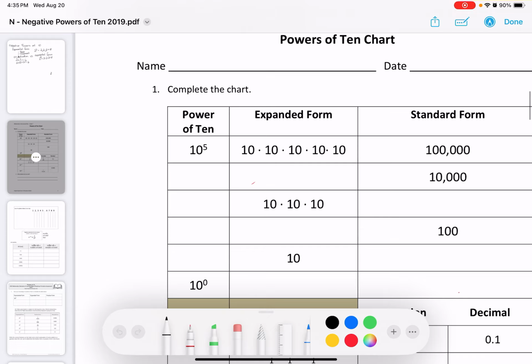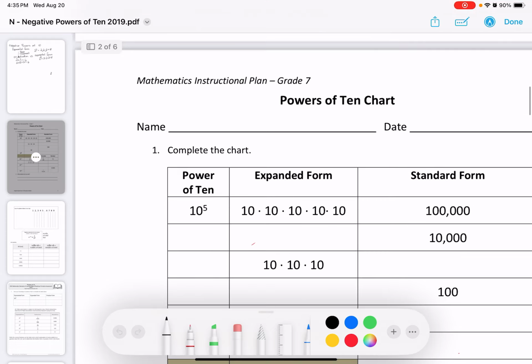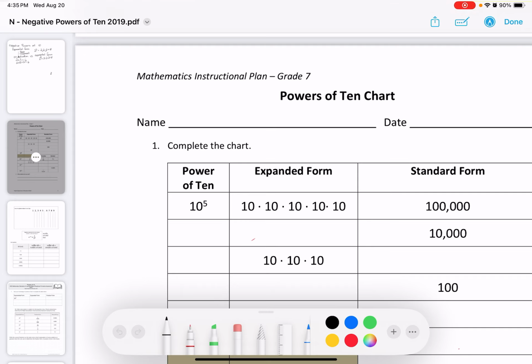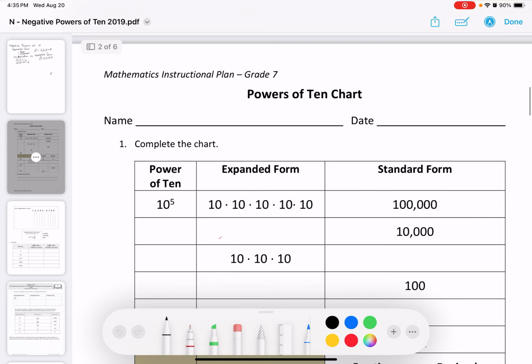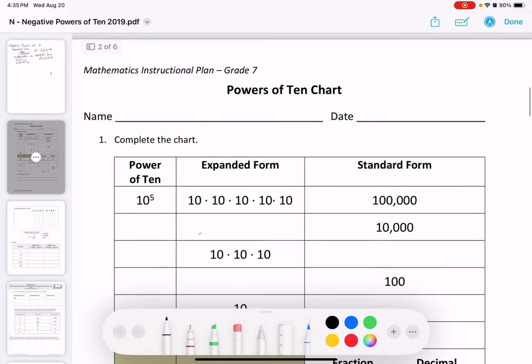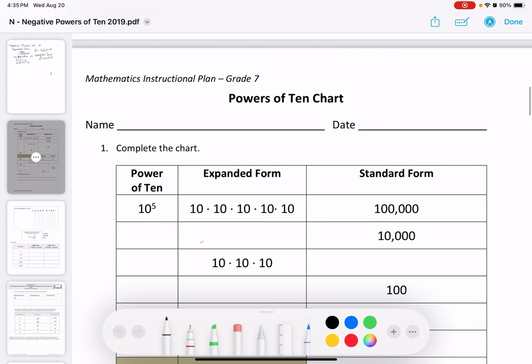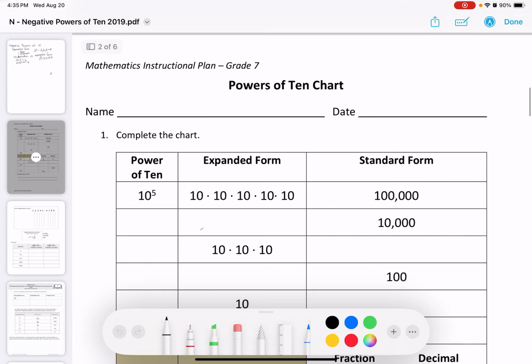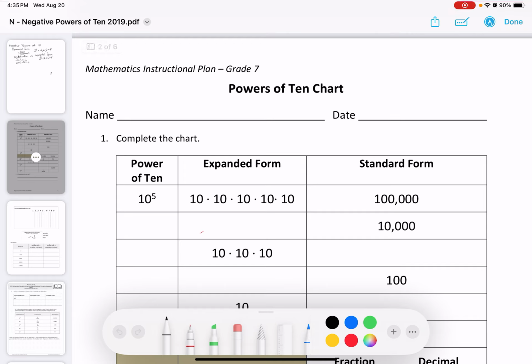So let's go on to one of the lessons that may be taught in the math class. This is the Math Instructional Plan, grade 7. And this is actually made by the Virginia Department of Education, which is what they want the students to know. This is in 2025.